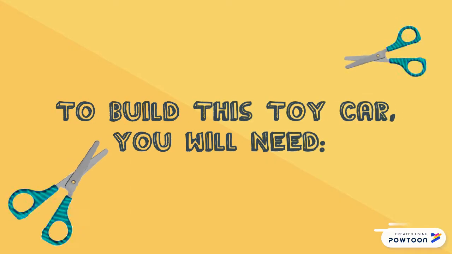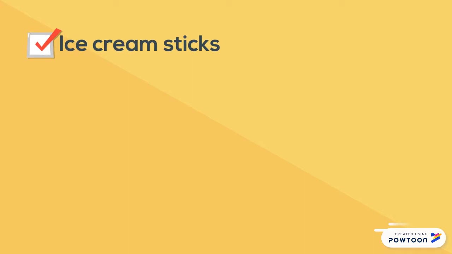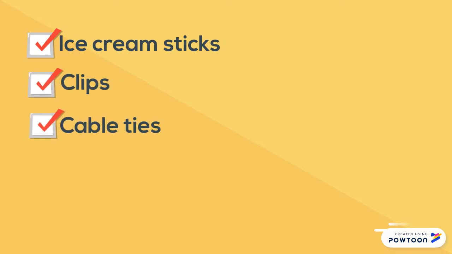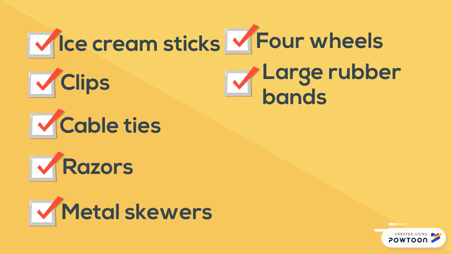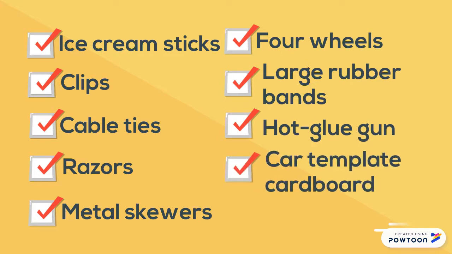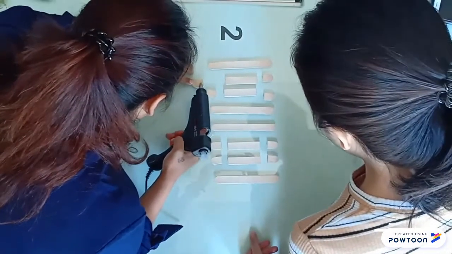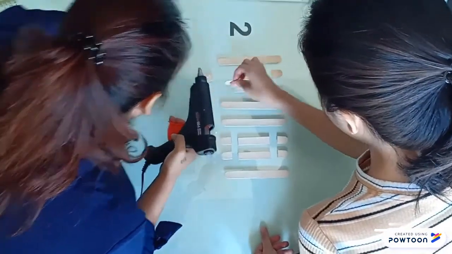To build this toy car, you will need ice cream sticks, clips, cable ties, razors, metal skewers, 4 wheels, large rubber bands, a hot glue gun, and a cardboard with car template on it. This is how we made the toy car.